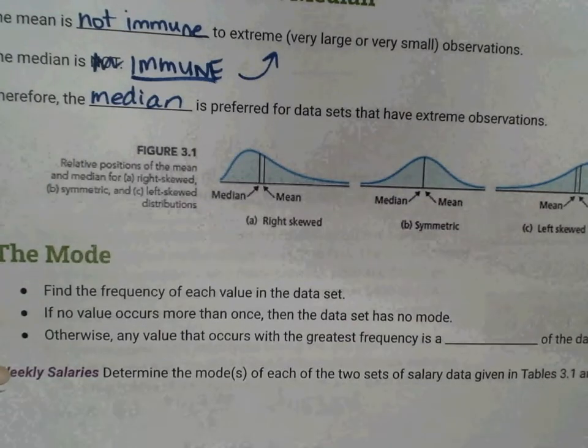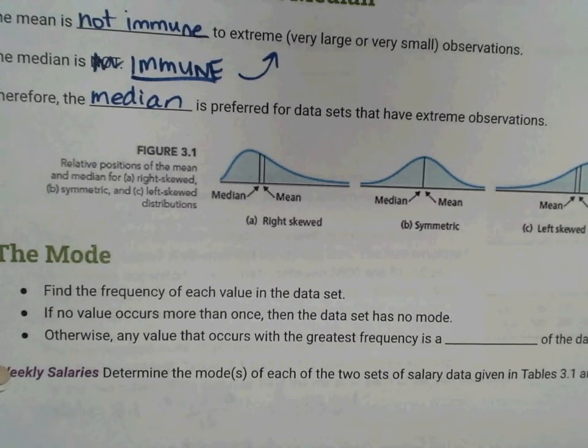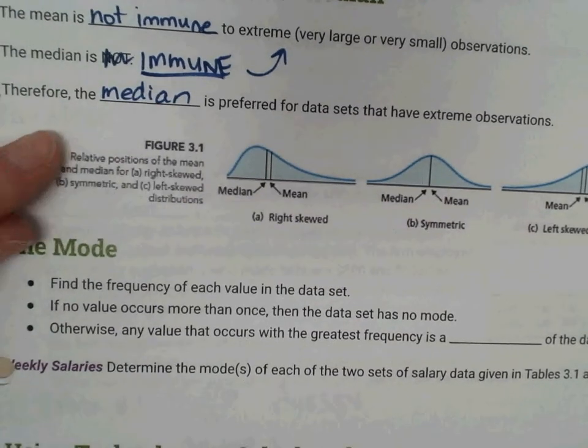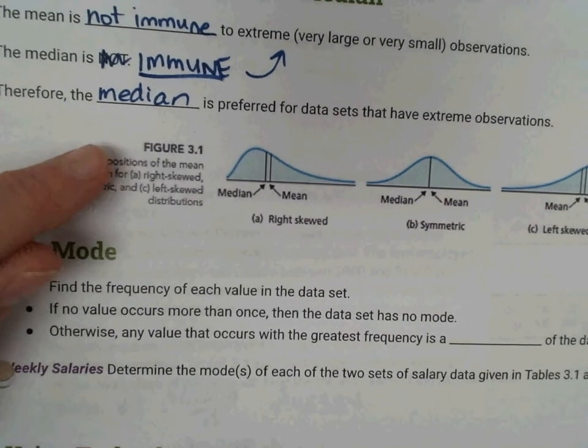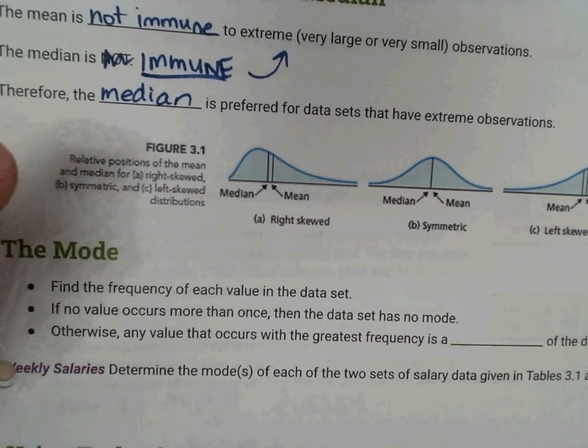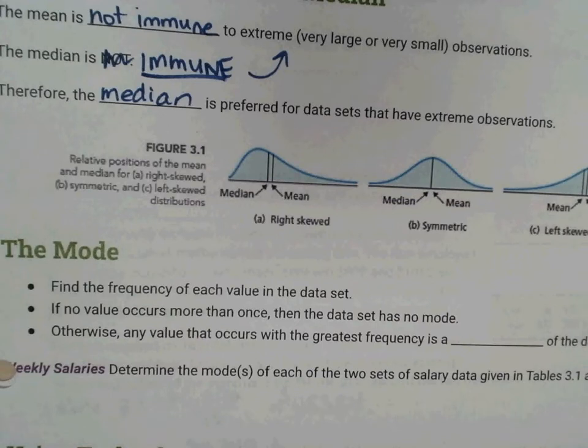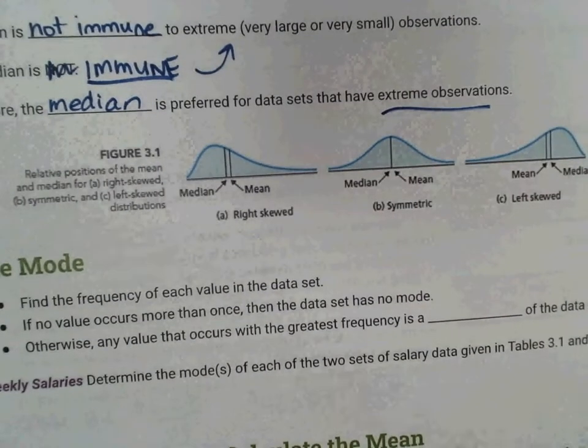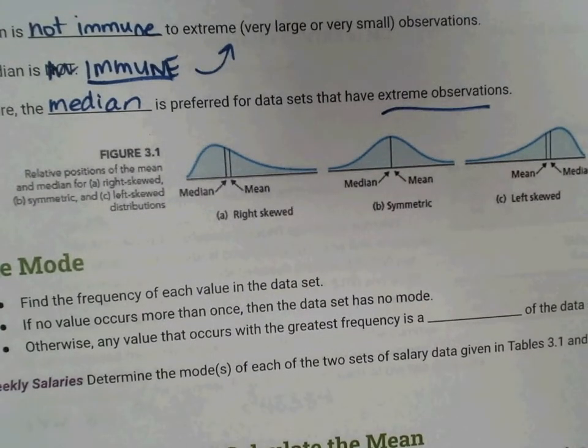I'm going to pause. I'm going to ask somebody to repeat that very same thing that I just read out loud. Bella? Bella. I was listening, but it's Nick. You can just read it off your paper right here. Therefore, the median is preferred for data sets that have extreme observation. Yes, give it up for Bella. Good job, Bella.